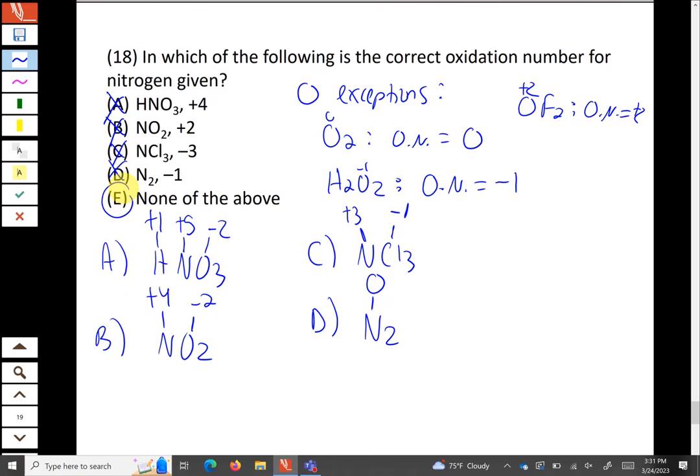Now I realize that there is a psychological barrier to picking none of the above as the answer, but if you trust yourself that you did the problem right, don't be afraid to, because it's not impossible. And this is one where none of the above would be the correct answer. All 4 of those have the wrong oxidation number for nitrogen given. So any questions on assigning oxidation numbers?